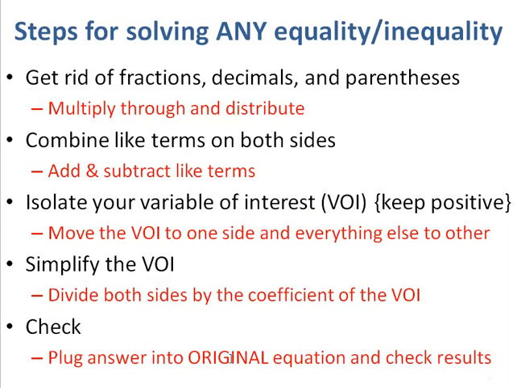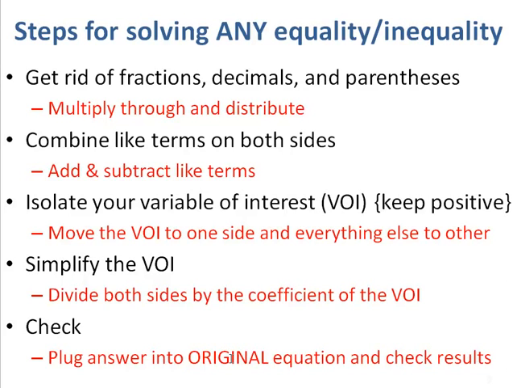Here's my basic simple set of 4 steps, 5 really, but the 5th step is just check, for solving any equality or inequality. You'll notice that I'm doing both of them at the same time, because it doesn't matter if it's an inequality or a straight equality equation, right? So the first step is to always get rid of all your fractions, decimals, and parentheses. These are the things that trip us up. These are the things that make us panic when we see them. So if we can get rid of them, we can now have a much simpler, easier something to deal with, whether equation or inequation.